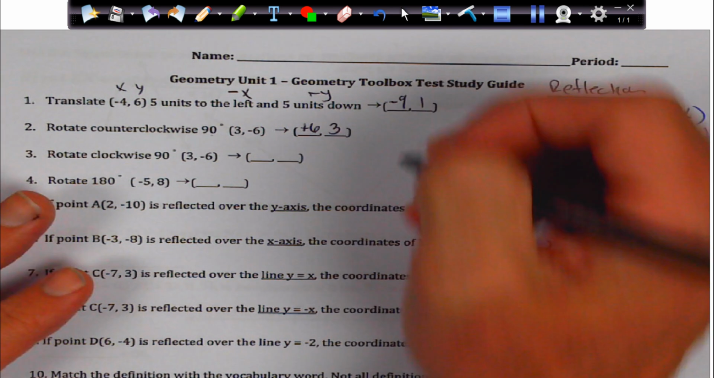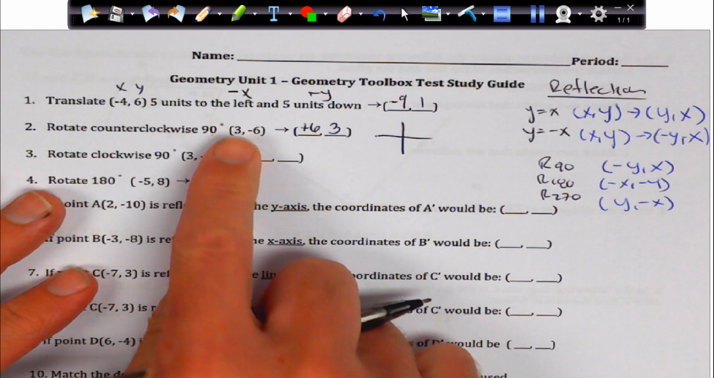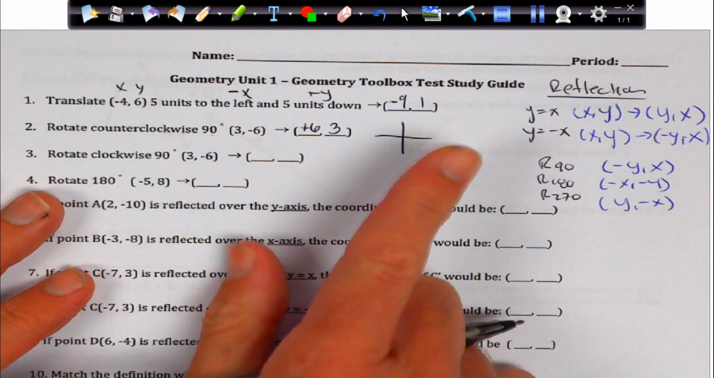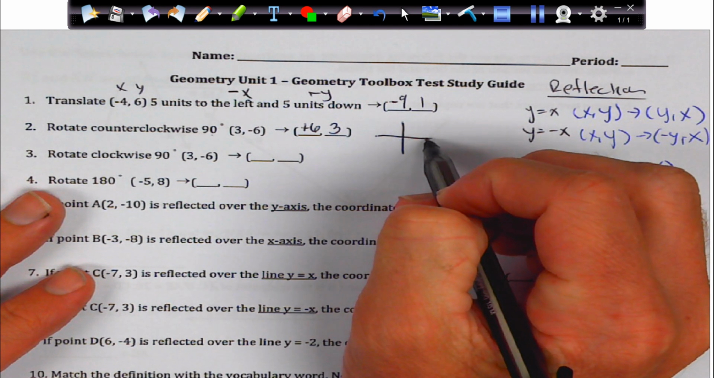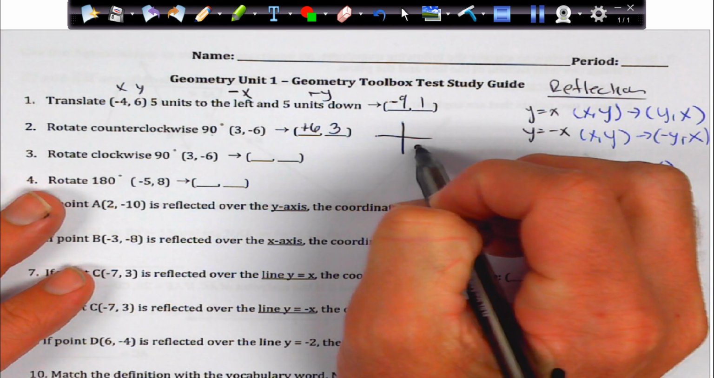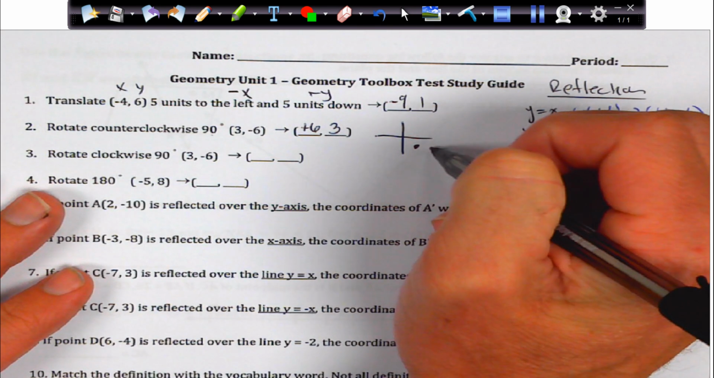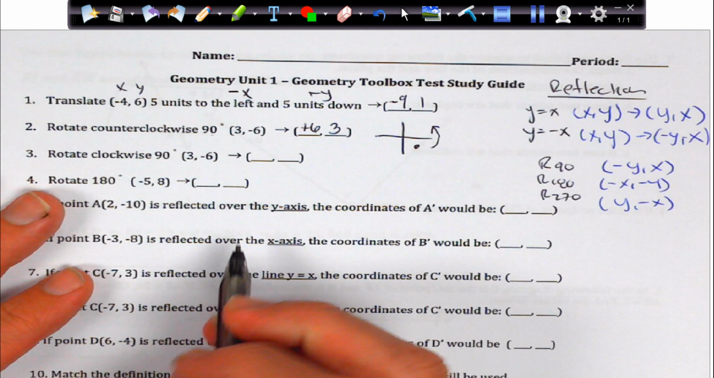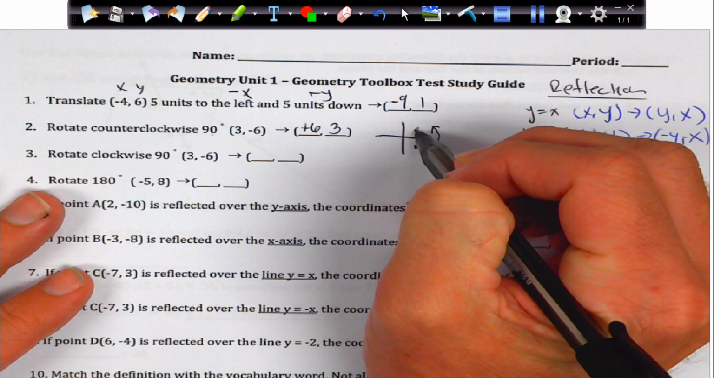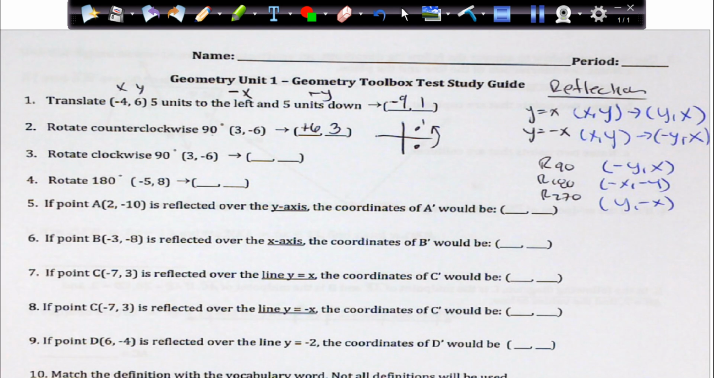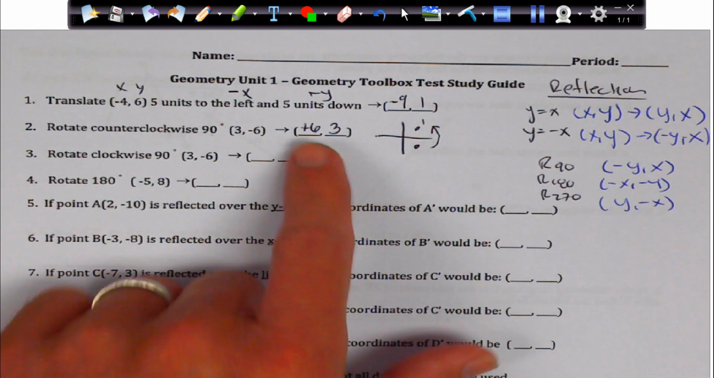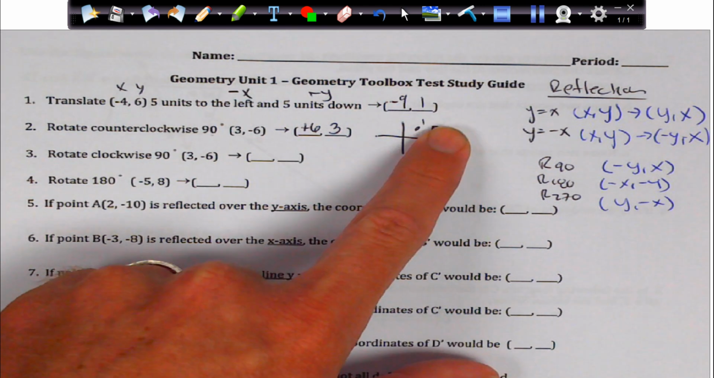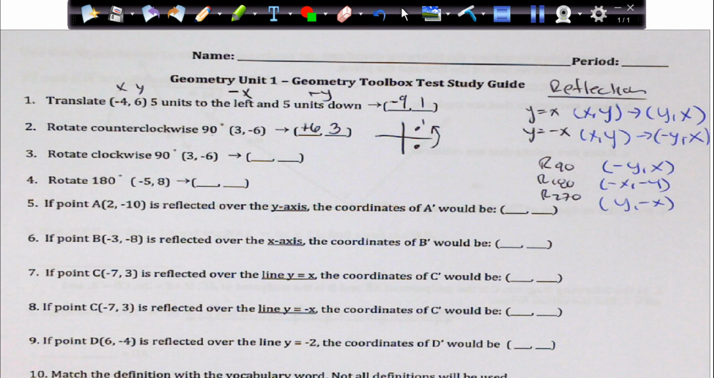Another thing that's a good idea is just to quickly think, where is 3, negative 6 on your graph? Well, it's going to be positive on the x, but negative on the y. So it's somewhere down here. And if we're going 90 degrees counterclockwise, we should be up here in the positive. So this should be my prime or my transformed one. And notice my answer is in the right quadrant. Like I should be going up into that positive quadrant. Okay, so that's a good thing to just kind of check real quick.